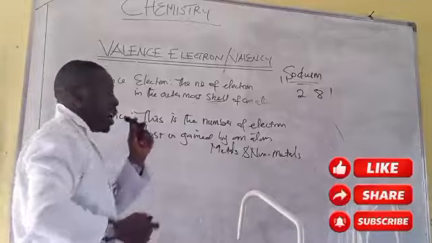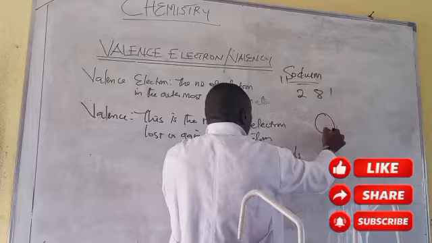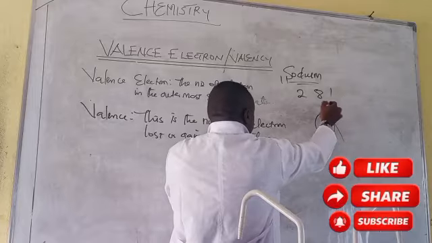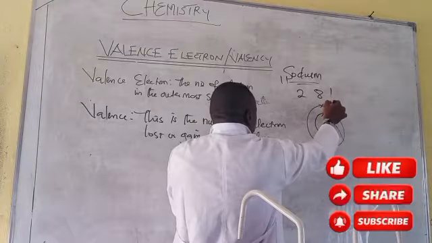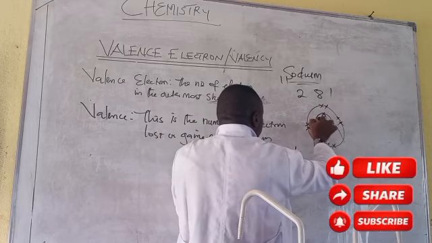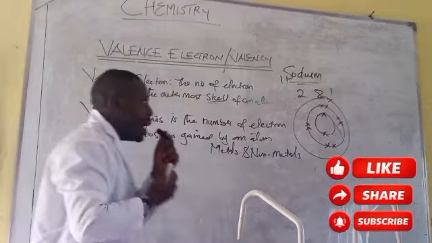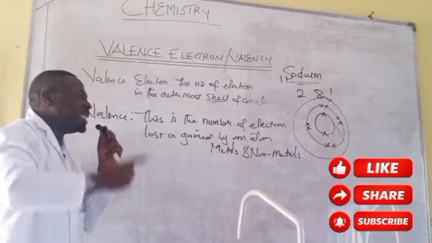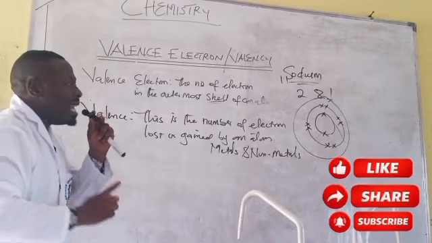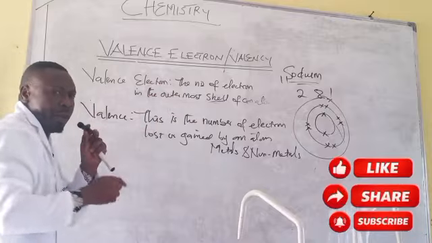So let's draw the configuration of sodium. The first shell is 2. The second shell is 8. While the last shell is 1. Now, because sodium is a metal, it will lose that only one electron in its outermost shell.